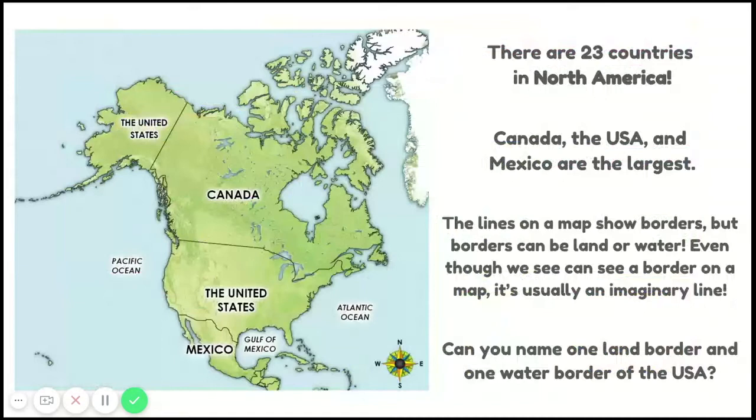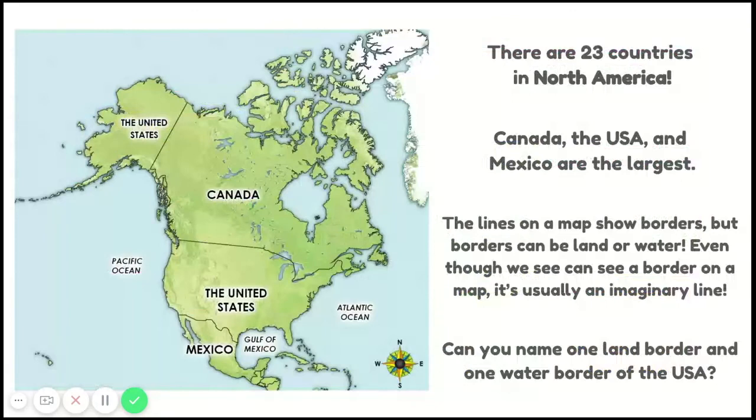Just like we learned on the last slide, the lines on the map show borders, but borders can be land or water. So even though we see a border on a map, like between Canada and the United States, or between the United States and the Pacific Ocean, the border is usually an imaginary line. If we went to the border of a state or a country, there might not be an actual line or wall there to show that there's a border. Sometimes you might just have a sign that says, "Welcome to whatever state or country that you just went into."